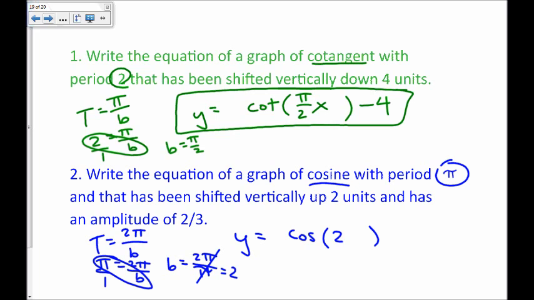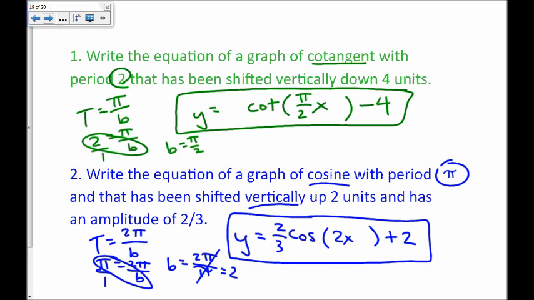So I get 2x, and that has been shifted vertically up 2 units. Now a vertical shift happens outside the parentheses. Up 2 units means it's +2, and it has an amplitude, that's a, of 2/3. Now the amplitude is in front of the parent function, and so a 2/3 goes right here, and this is the equation that would be described by number 2.